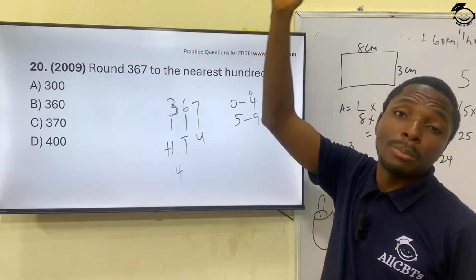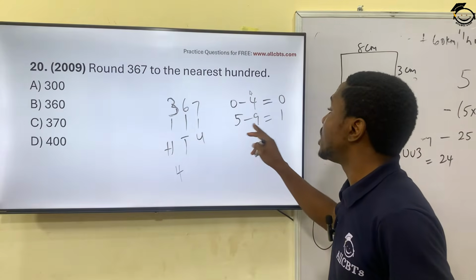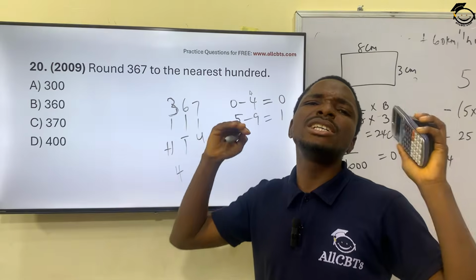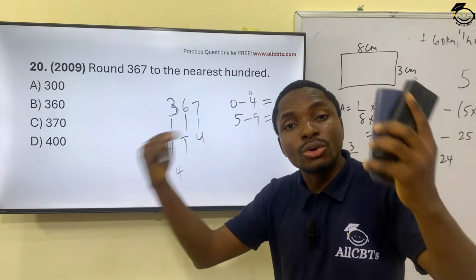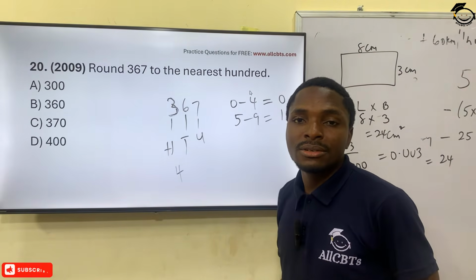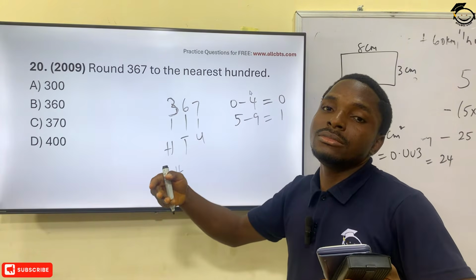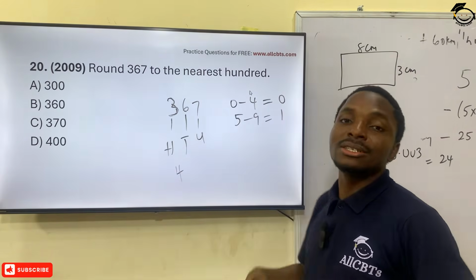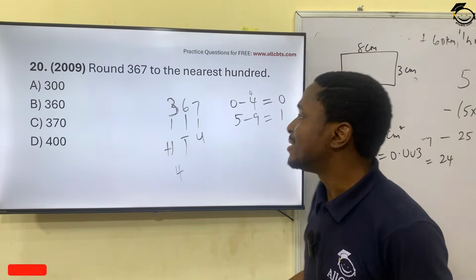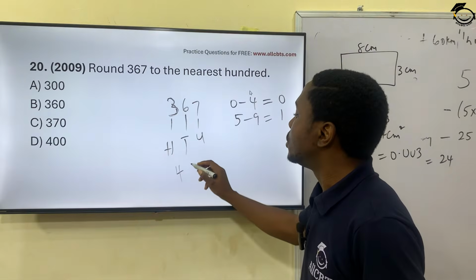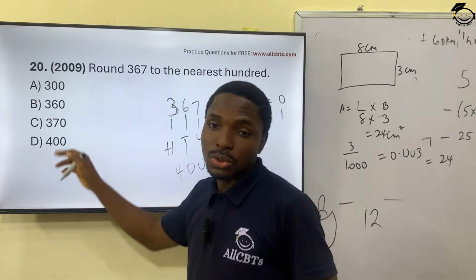So we round it up. It's from 5 to 9, we round it up. We round 367 up to the nearest 100, and the nearest 100 is 400. Okay, the closest backwards is 300. So by rounding to the nearest 100, like I've explained here, 400. So the correct option is what?